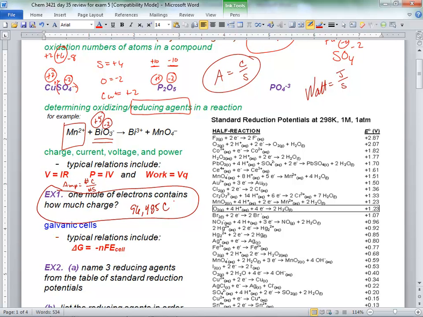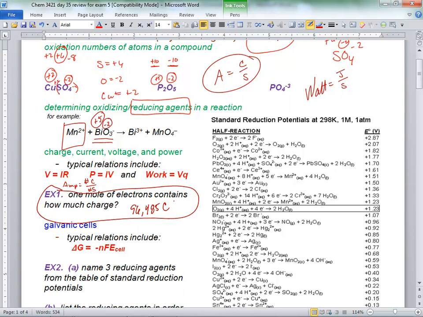Okay. What if? How do you get E cell again? Yeah, you want it to be positive. That means it'll be natural, right? It'll be spontaneous. They call that a what cell? It starts with a G. Galvanic. What if it was negative? Ah, that's true. That's true.